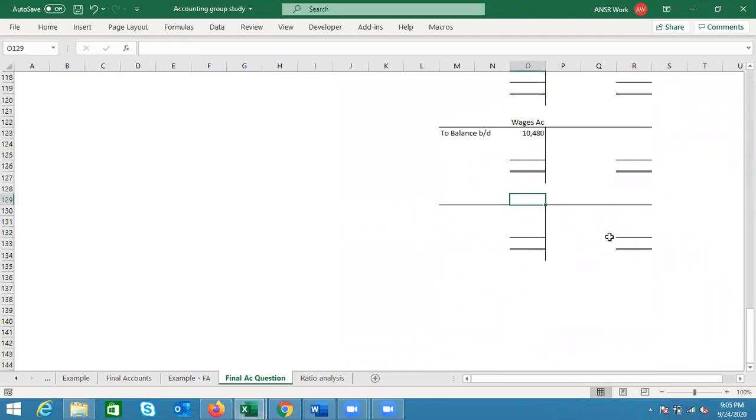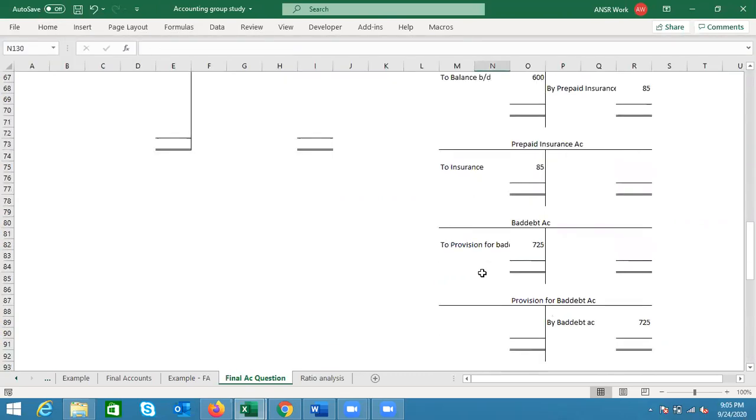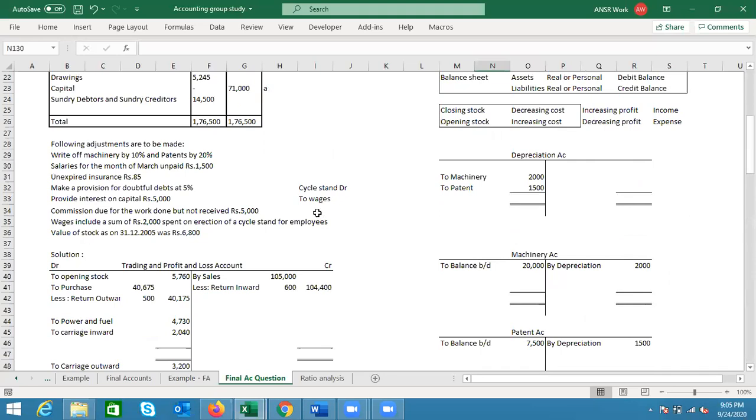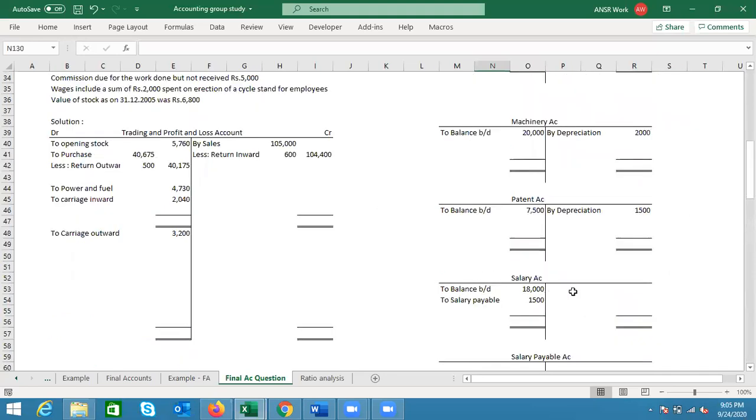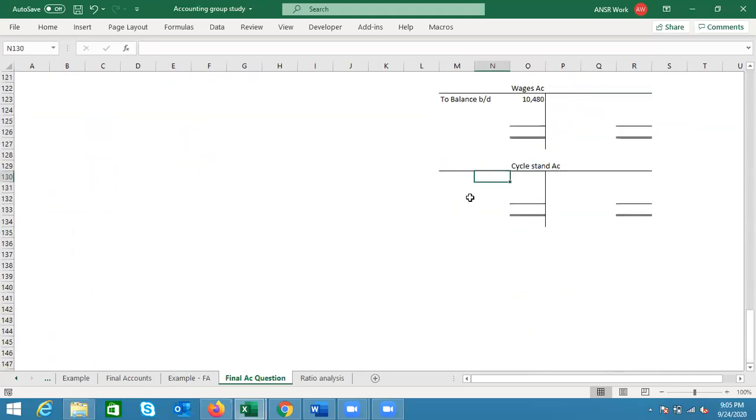Cycle stand is here. Now, will it be posted on the debit side or credit side? Debit side. Perfect. Amount is 2,000 and the particulars will be 'To wages', right? Perfect. 2,000.